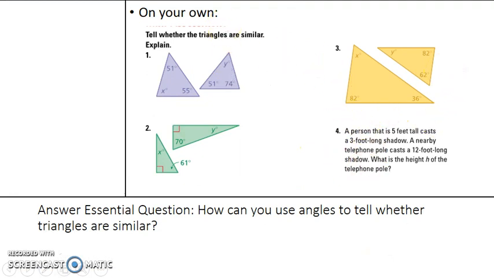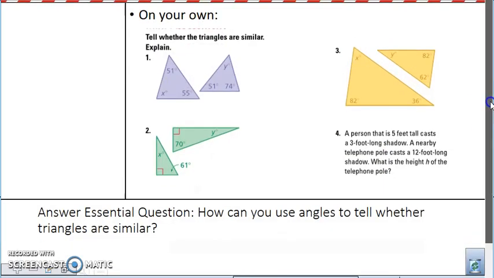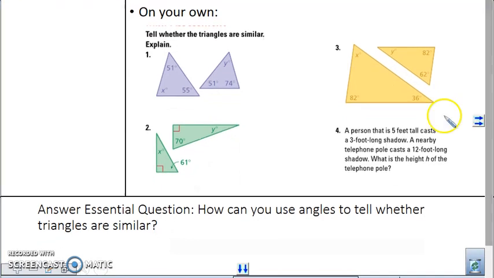All right. We're ready for our on your own. Number 4, I suggest drawing a picture, and here's a good sketch of what your picture should be. A person that's 5 feet tall, this is my 5 foot tall person, casts a shadow that is 3 feet. A nearby telephone pole casts a shadow that's 12 feet. What is the height of the telephone pole? There you go. All right, go ahead and answer these on your own. When you're ready to check your answers, go ahead and resume the video and we'll be here.